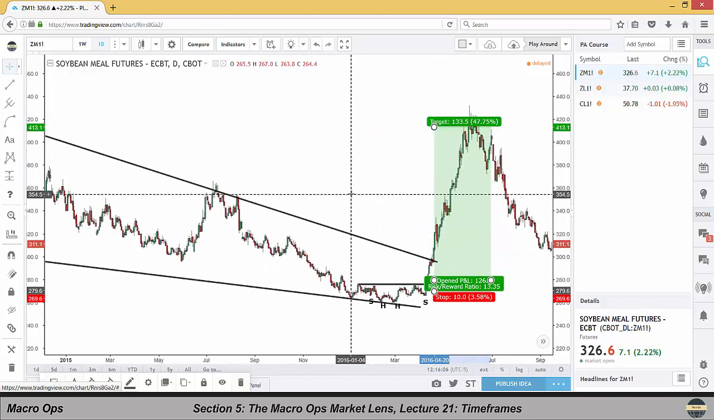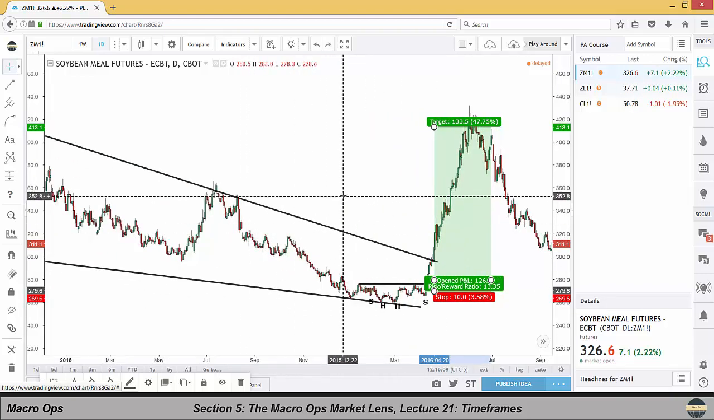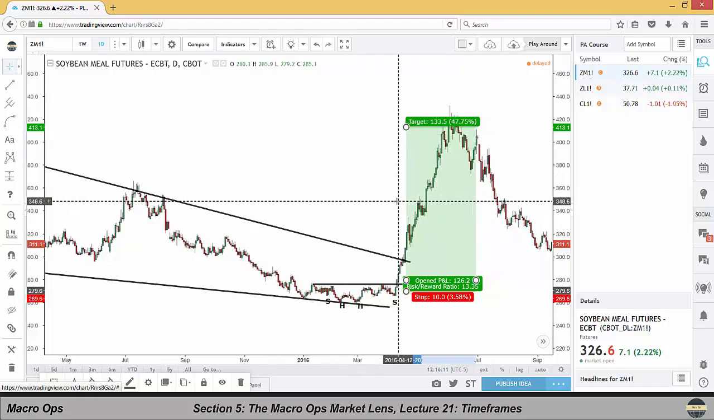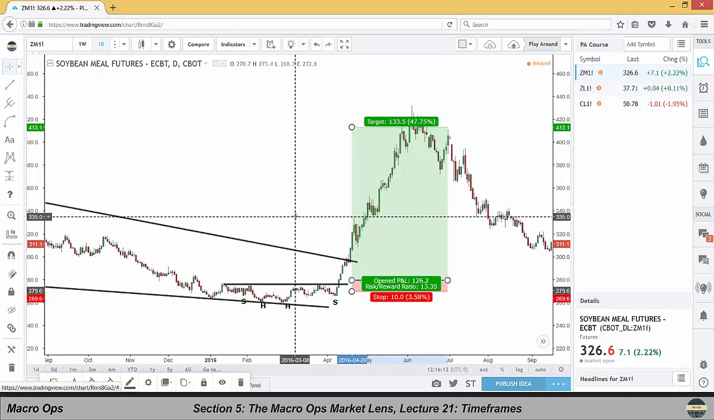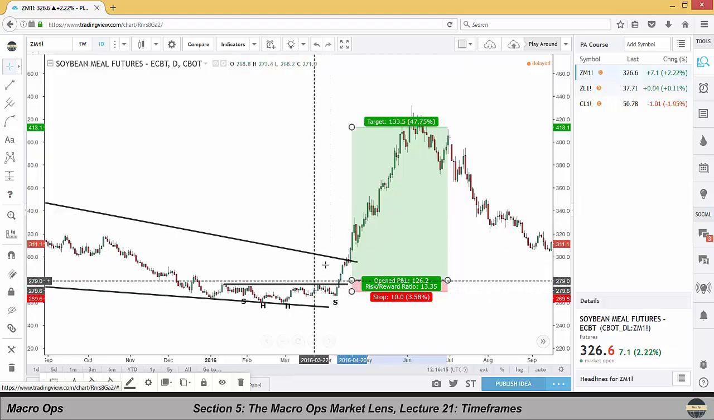So this is the power of nested patterns. It's a more advanced concept, but keep on the lookout for them because they can be an extremely lucrative way to take a small amount of risk to enter a potentially huge trend.